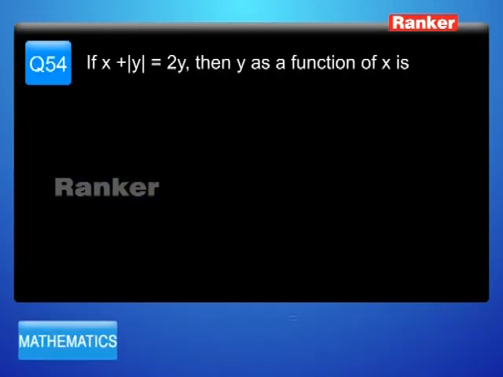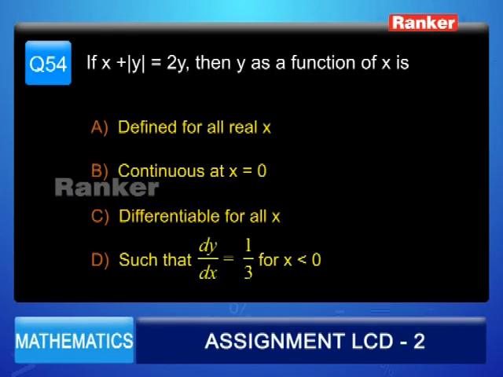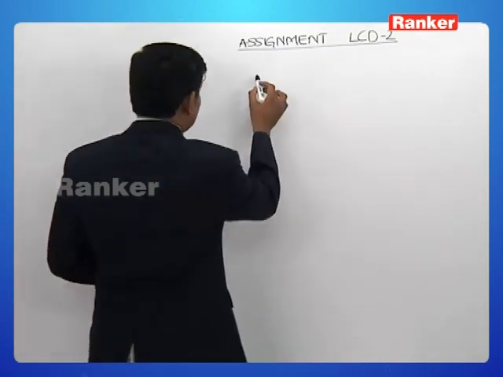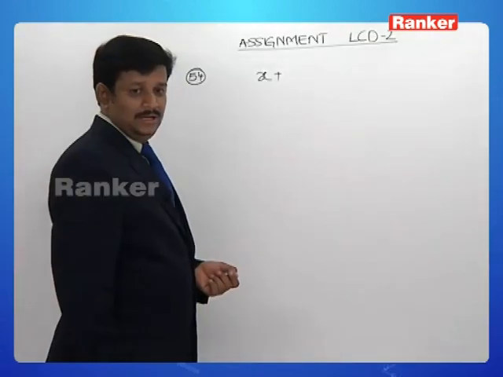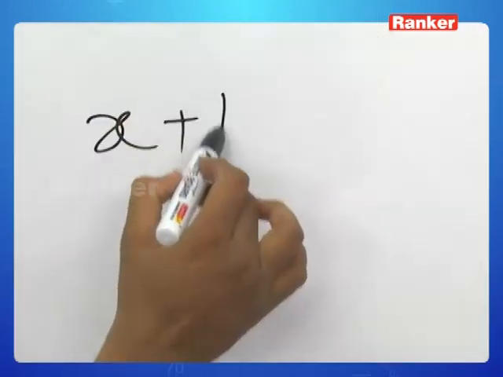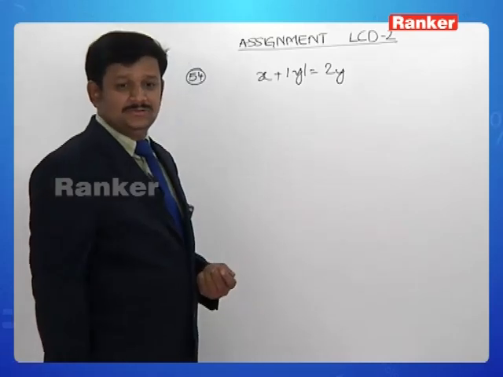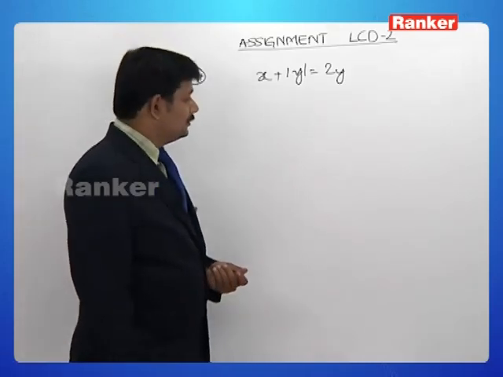Next question, if x plus mod y is equal to 2y, then y as a function of x is option A defined for all x, option B continuous at x equal to 0, option C differentiable for all x, and D dy by dx is equal to 1 by 3 for all x less than 0. Now we are given an implicit relation in terms of x and y. x plus mod y is equal to 2y.